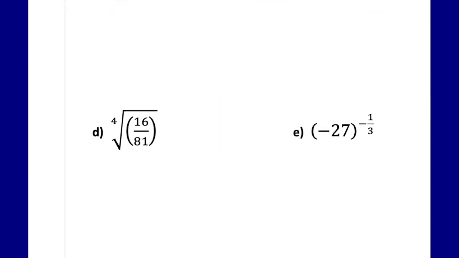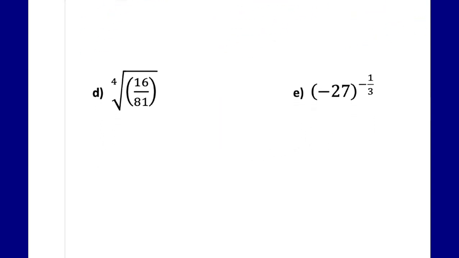For D, similar things when we're dealing with exponents. So everything here is to the fourth root. So this is the same thing as saying 16 over 81, all to the power of 1 over 4. Or I could do the fourth root of each one, and I should end up with 2 over 3. So 2 times itself 4 times gives me 16. 3 times itself 4 times gives me 81.